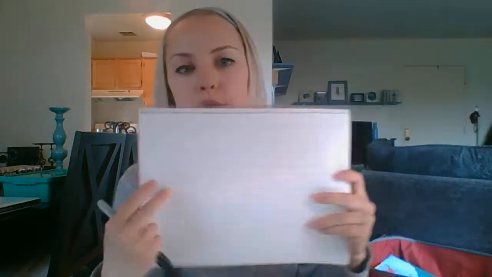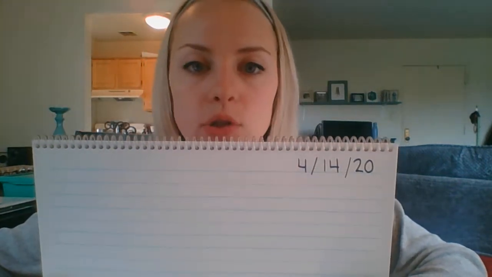So the first thing that you want to do is go up to the top right corner of your journal, and you're going to want to write the date. Now we know today is Tuesday, April 14th, 2020. So we want to write 4, because it's the 4th month of the year, /14, because it's the 14th day of the month, /20, because we're in the year 2020. So go ahead and write 4/14/20. You can pause the video and do that.